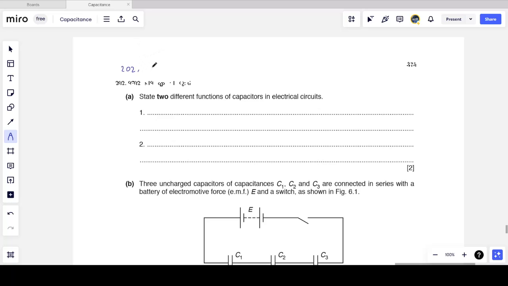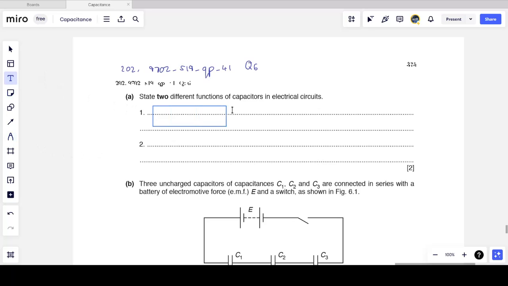This is the last question for this video, and this comes from the summer exam of 2019. Question paper 4, variant 1. And this is question 6 from that exam paper. We are told firstly to state two different functions of capacitors in electric circuits.